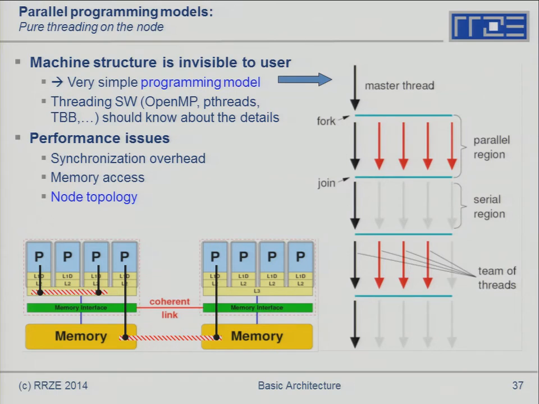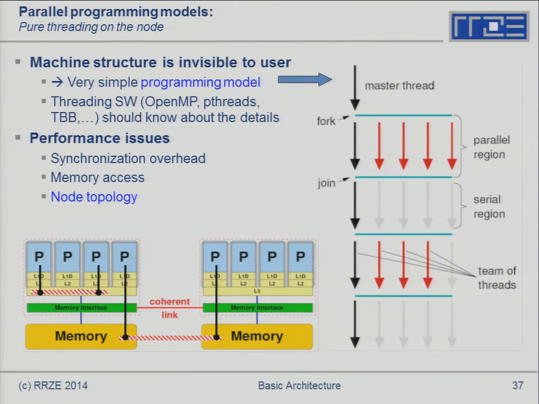So in OpenMP, we have this fork-join model of parallel execution. We have a master thread, and it forks into threads. We have a parallel region, then a serial region again, where the worker threads are sleeping. And then we have a parallel region again with a team of threads, which could be smaller or larger than before. And also, the typical performance properties of this kind of parallel execution depend on the topology.